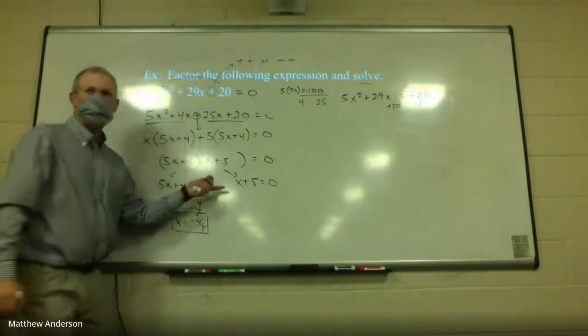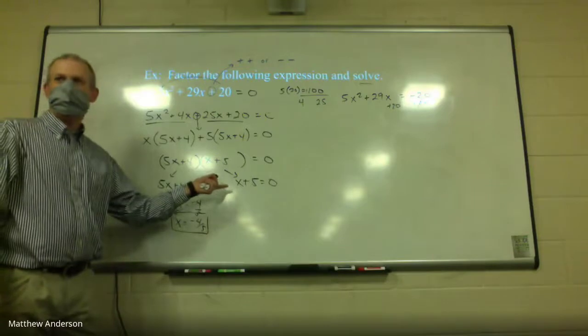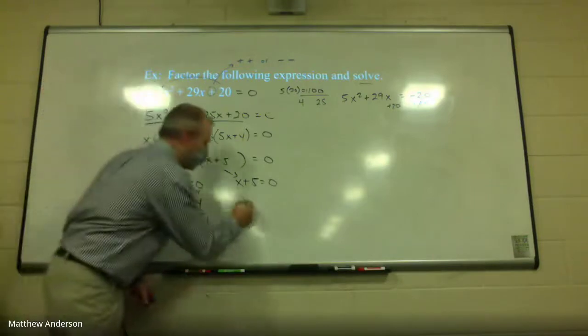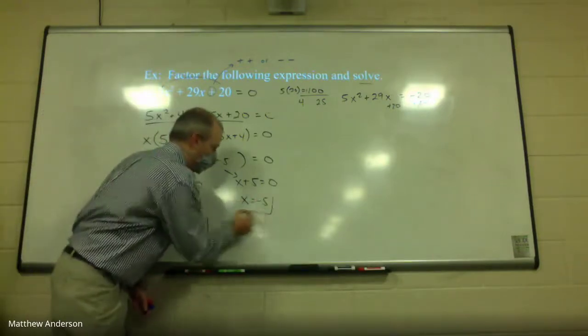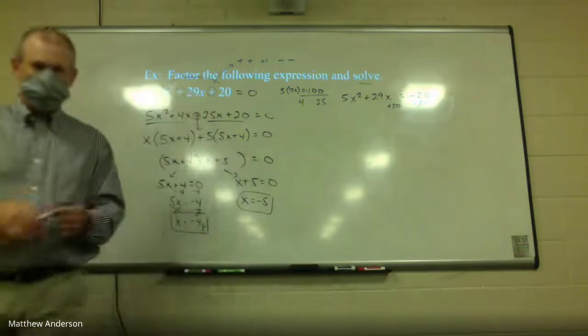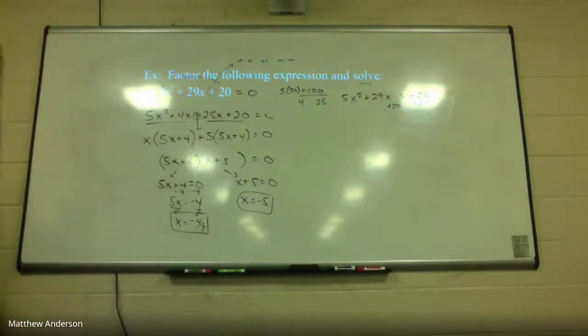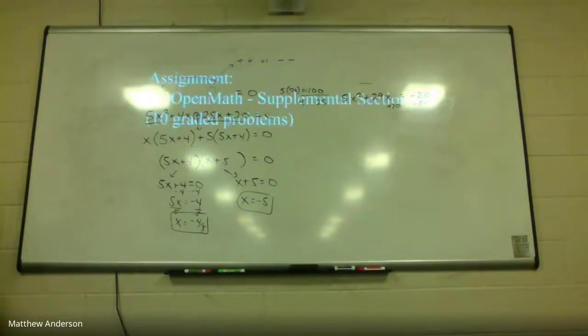This one is much easier. We only have one step. What do we do here? We subtract the 5. x equals negative 5. Okay, so those last two are kind of to set us up for what we're going to be starting on next week. And so we get those two answers, negative 4/5 and negative 5.